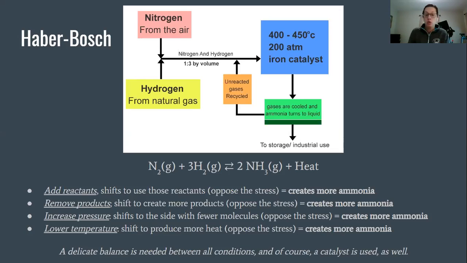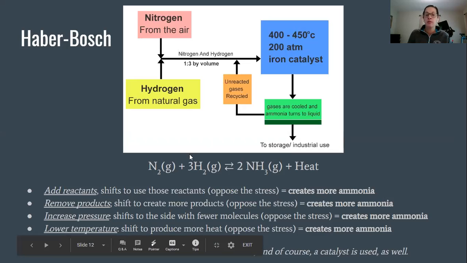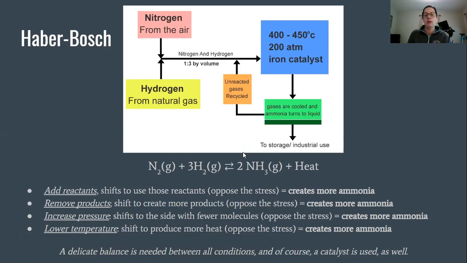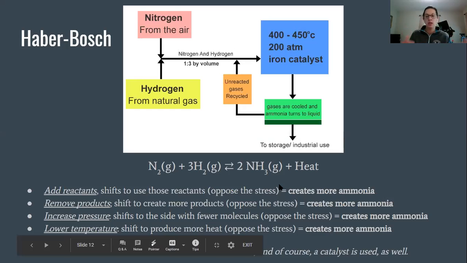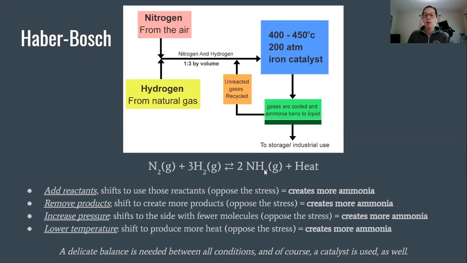So in the Haber-Bosch process, if you add reactants, you're going to shift to use the reactants to oppose the stress, which will ultimately create more ammonia. So if you add in more of these reactants, the reaction wants to oppose it, it's going to use them, and then you're going to end up creating more ammonia. If you remove product, then to oppose that, you'd have to create more product, which is creating more ammonia.